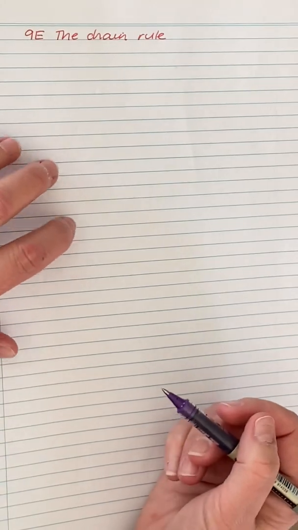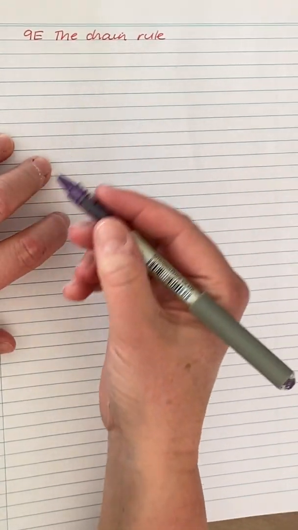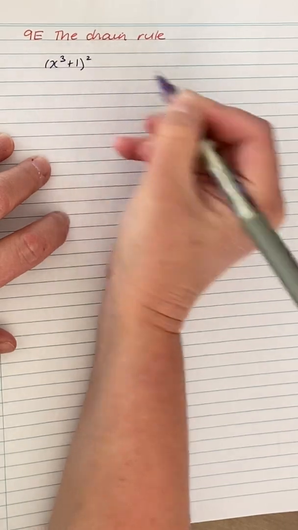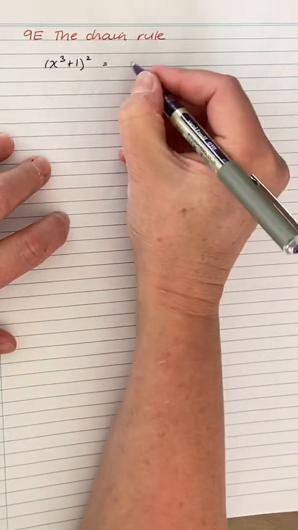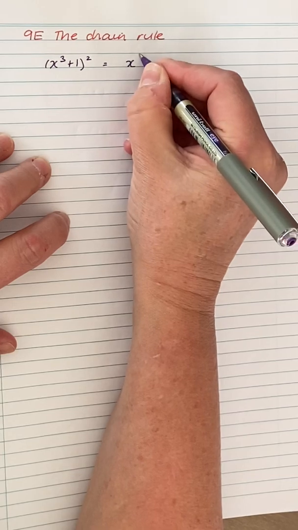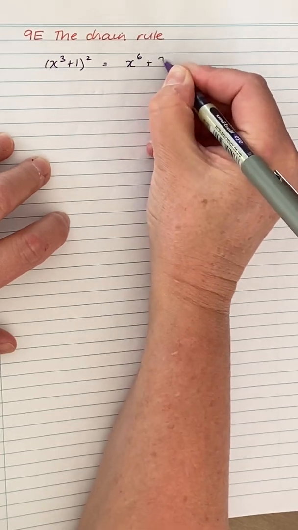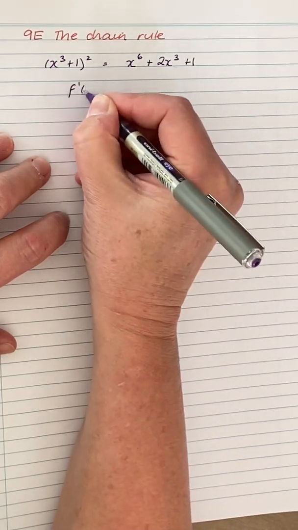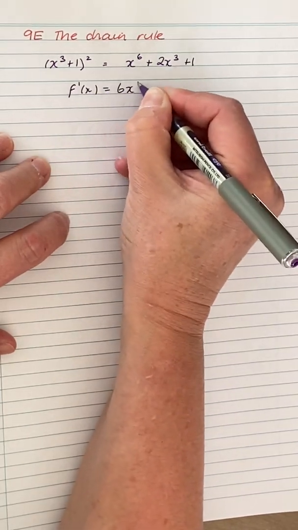So for 9E, we're going to have a look at the chain rule. This rule is needed when we have brackets with large powers. So if you had something like x cubed plus 1 squared, up till now you would have gone, oh, well, I need to expand. So x cubed times x cubed, x to the 6 plus 2x cubed plus 1. And then you'd find the derivative of that.